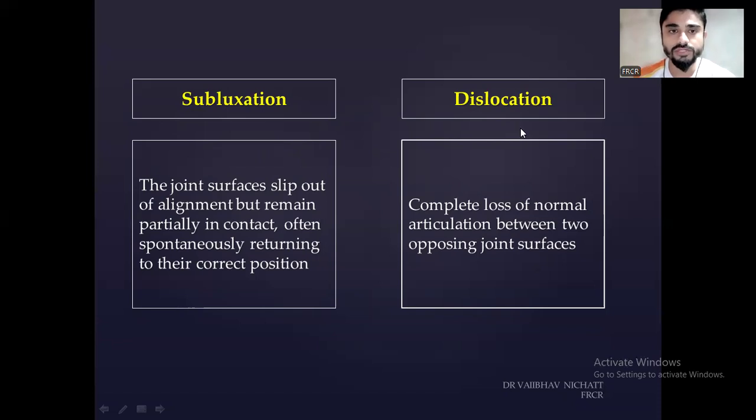In contrast to dislocation, there is another entity known as subluxation. If there is loss of articulation but less than 100%, then you call it subluxation. The definition of subluxation is that the joint surfaces slip out of alignment but remain partially in contact. In subluxation radiographs, the subluxated bones spontaneously return to their correct position.